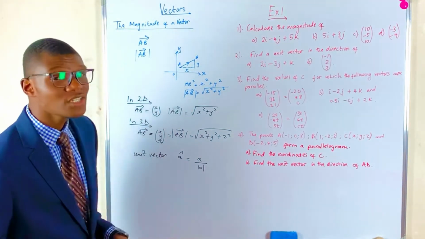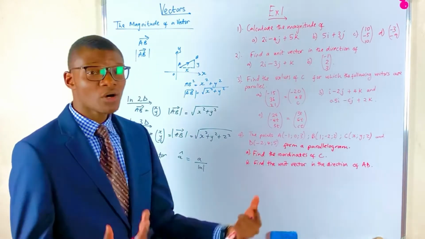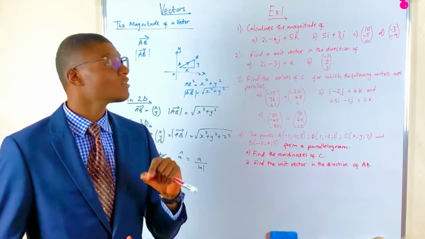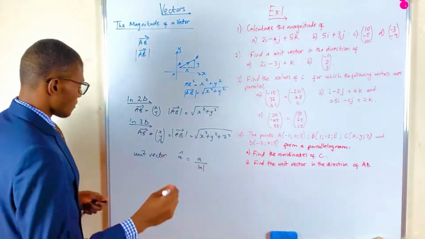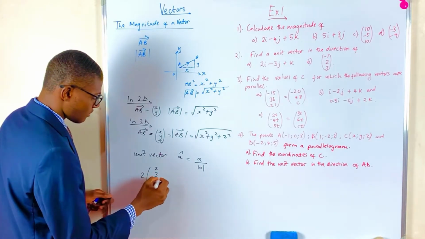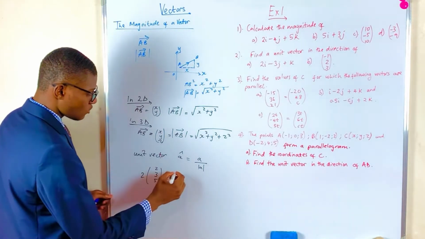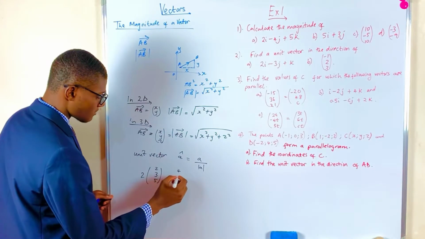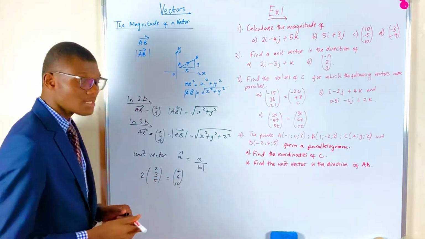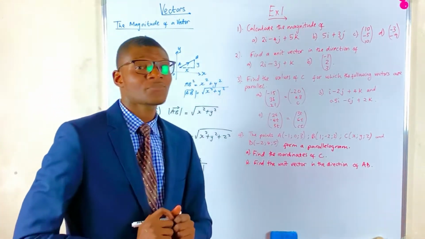And if we want to multiply a vector by a scalar, we multiply each of the terms inside the brackets. So if we say 2 times vector (2, 3, 5), we say 2 times 2 to get 4, 2 times 3 to get 6, and 2 times 5 to get 10. This is how we multiply by a scalar.